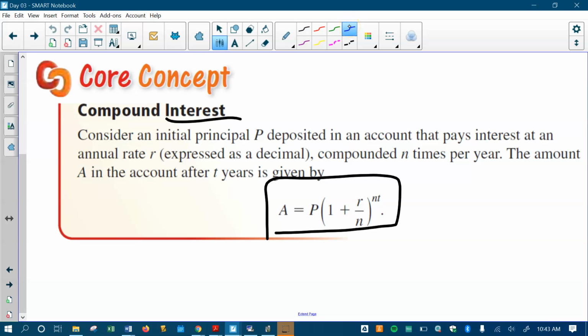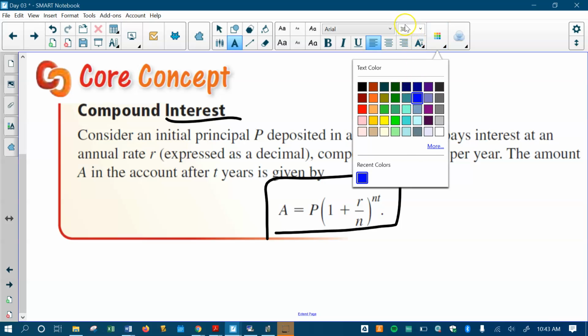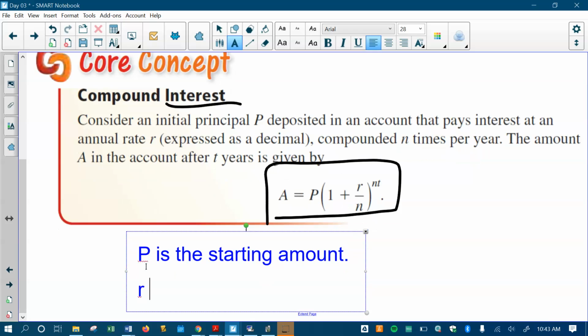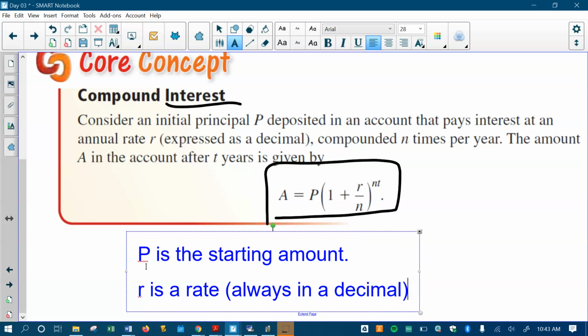P is called the principal. The principal is the starting amount. So P is the starting amount, and I'll write this out because my handwriting is atrocious. R is the rate, and it is always in decimal form. The way you get it to a decimal, we did it earlier, is to divide by 100.